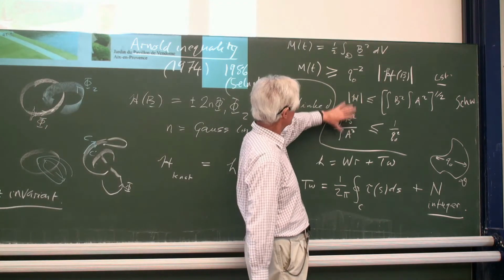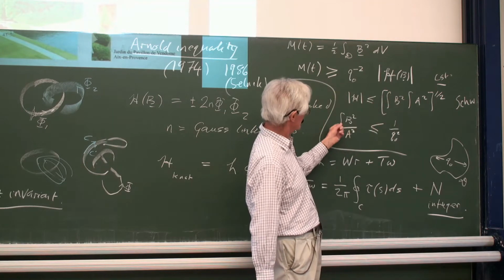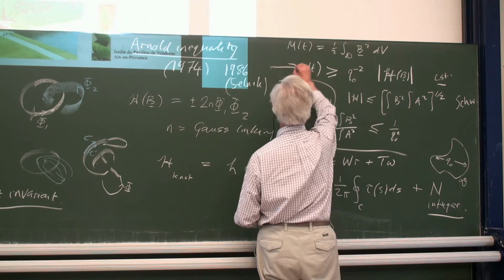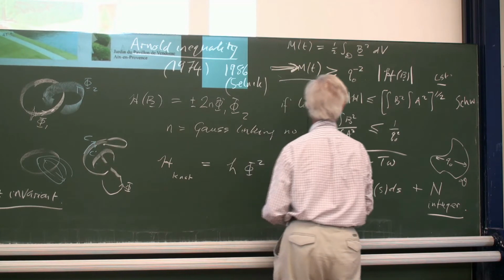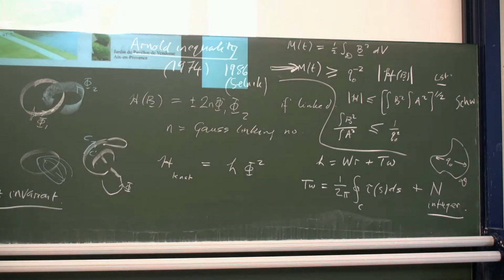So combining these two, squaring this one maybe and multiplying the two together to get rid of the A squared, you get an integral of B squared alone, and that is what leads round to this. Combining the two, you get this Arnold inequality. So the magnetic energy has a lower bound.